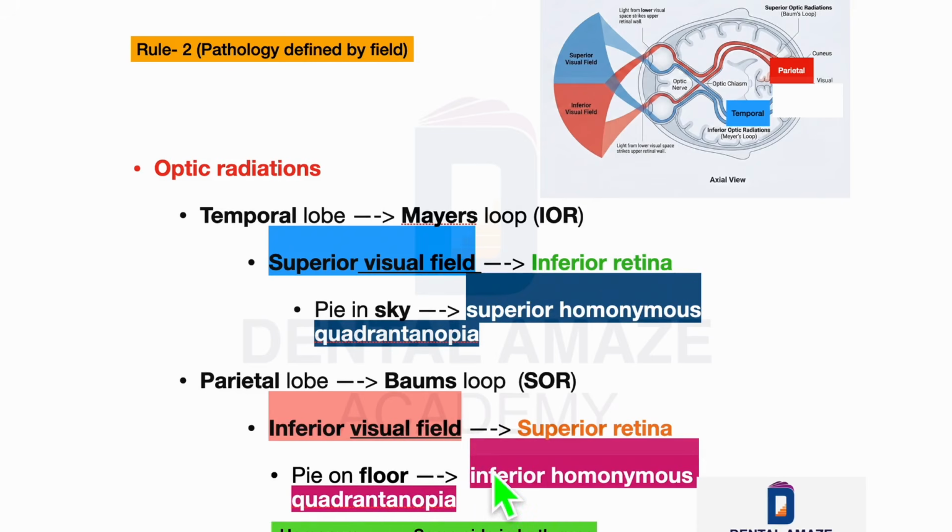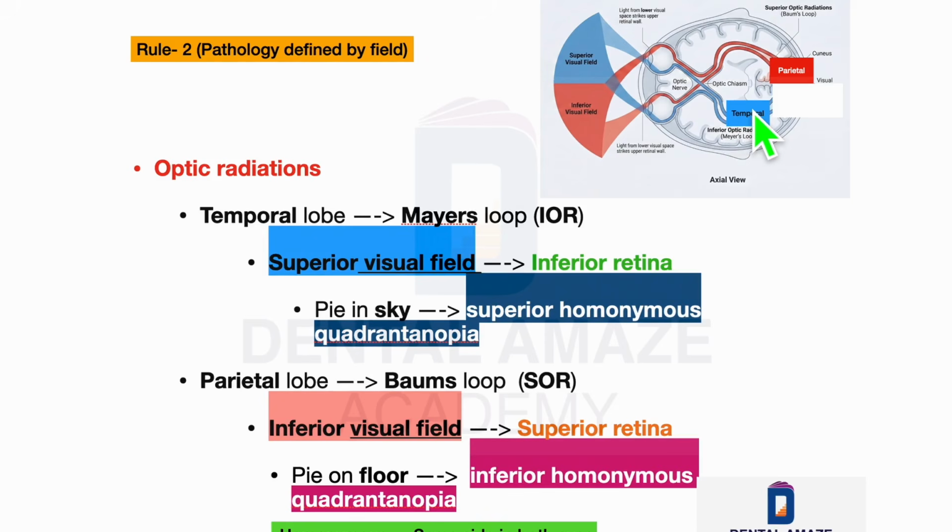Inferior means you look on the floor, there's a problem there: pie on the floor. Exact opposite, pie in the sky. I hope you understood this. Now imagine they're saying some problem in your parietal lobe, optic radiation. So parietal comes up, so it's decided by your... or let's come on to temporal.